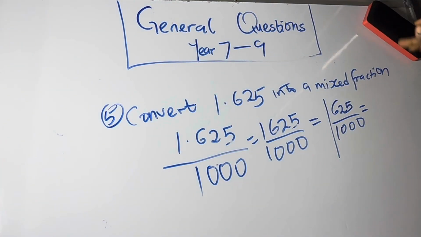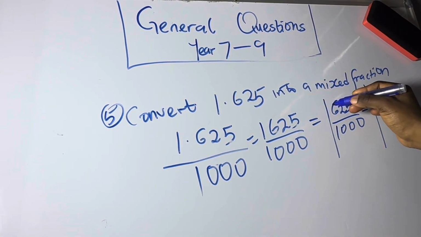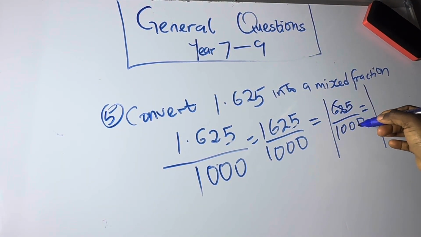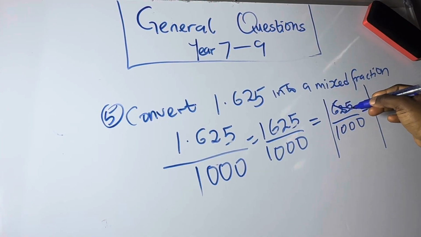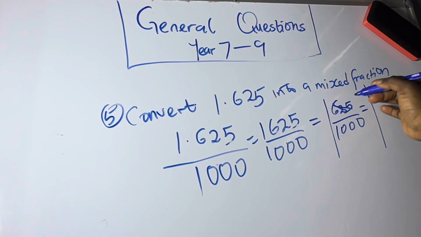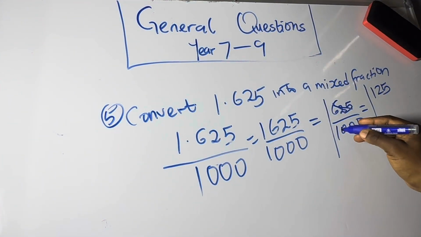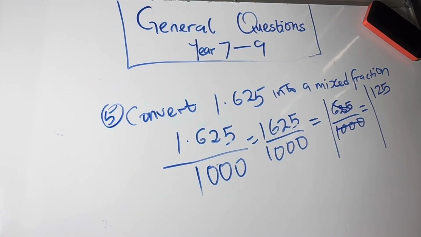So here we have one whole number, right? 5 in 625: 5 in 6 is 1, remainder 1. 5 in 12 is 2, remainder 2. That's 5. Then 5 in 1,000 is what? That's 200. That's 125 over 200.